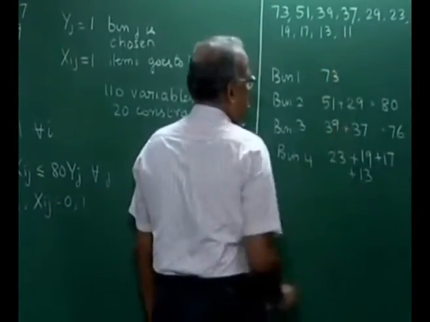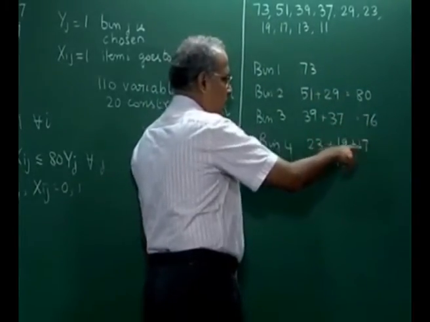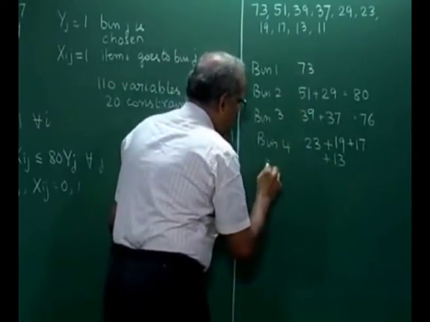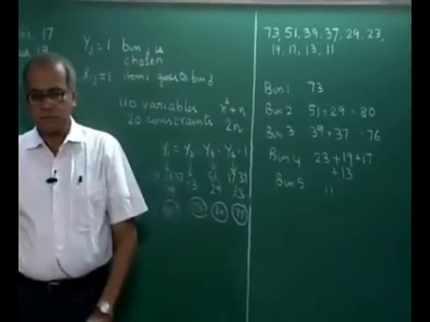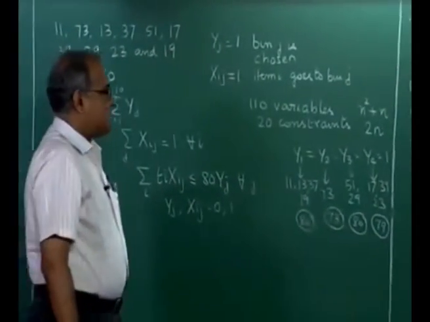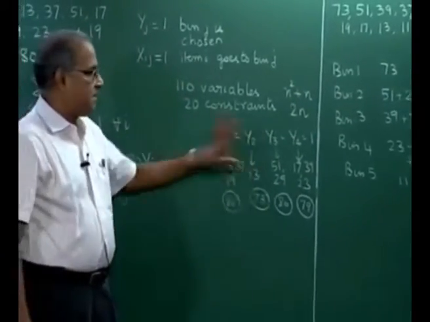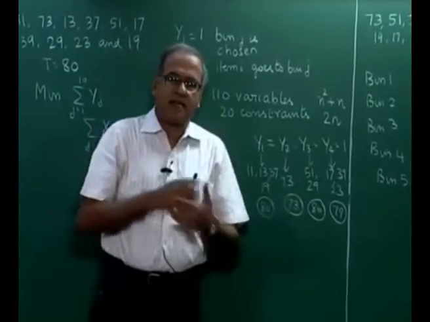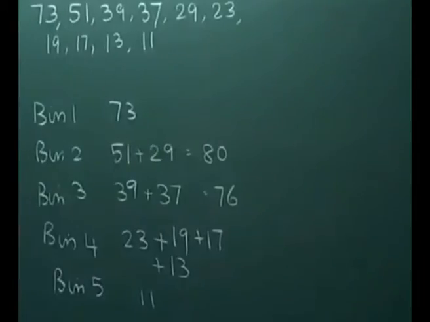And then take the last one, it will not go here, it will not go here, it will not go here. Now, this is 72, so it will not go here. So, create a fifth bin with 11. So, now this method gives us 5 bins, whereas the optimum gives us 4 bins. It is a heuristic method, it does not guarantee optimum all the time.